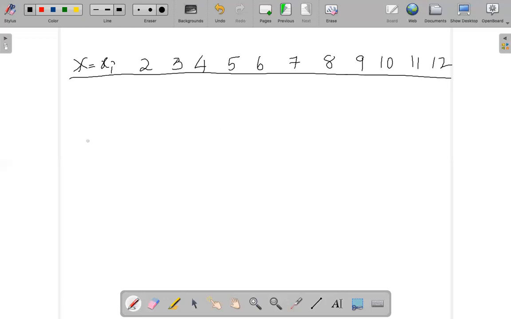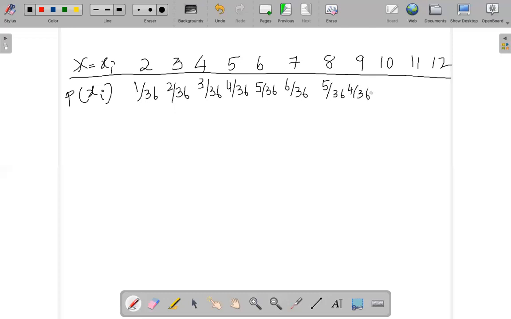Corresponding to that we have P of xi's, that will be 1 by 36, 2 by 36, 3 by 36, 4 by 36, 5 by 36 and 6 by 36, 5 by 36, 4 by 36, 3 by 36 and 2 by 36 and 1 by 36.